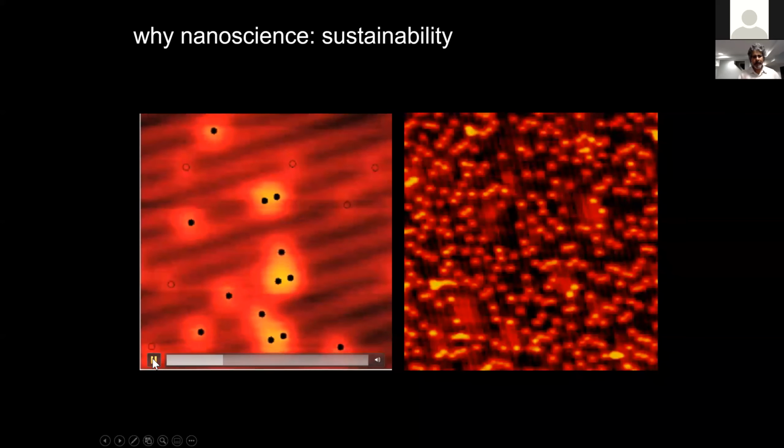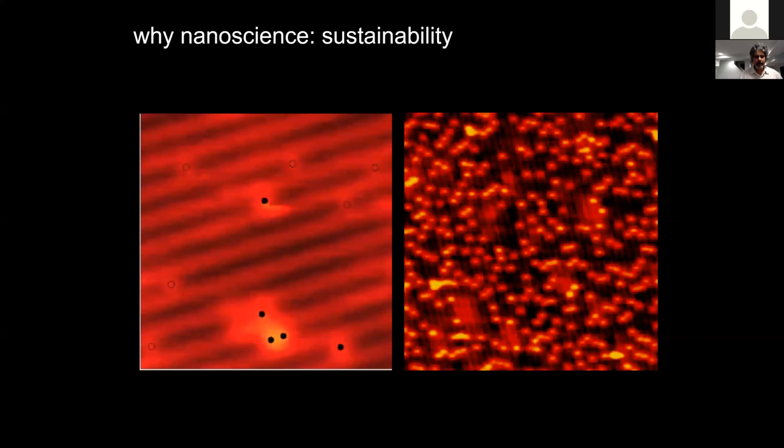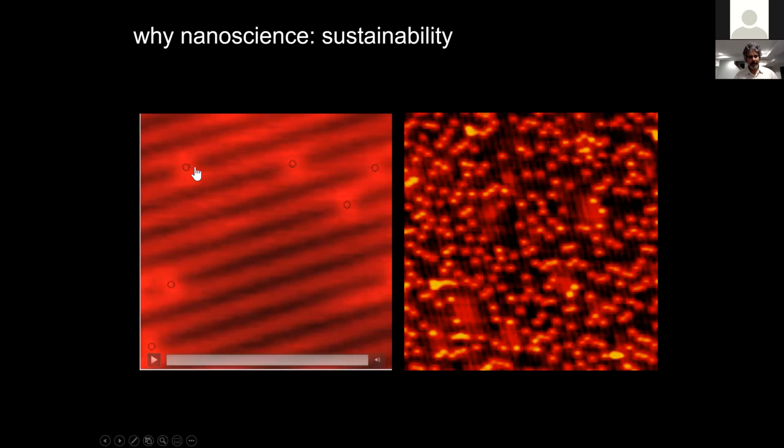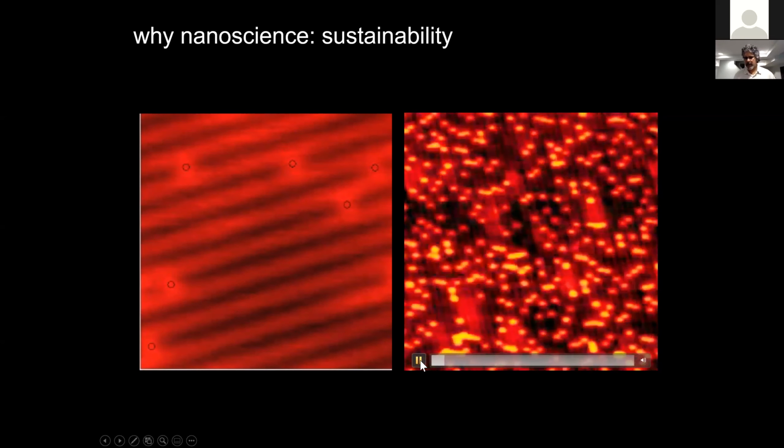If I run this movie, this is just taking a snapshot of these pictures over and over again. You can see that all the blobs except for these ones marked with circles, these are actually defects in the catalyst material. This particular surface is titanium dioxide, which is one of the more well-studied surfaces for this kind of water splitting.